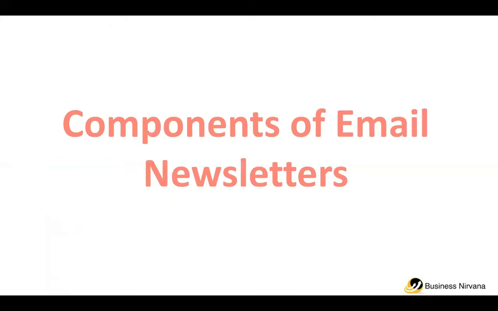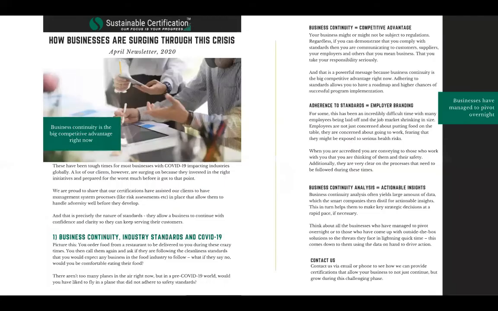Okay. All right, what are the components of email newsletters? Now this is one I did for one of my clients recently. The best practices in email newsletters will have more than one component. Typically they'll have 3 to 4. I like to use 3. So this, as you can see, is one component or one content piece. This client of mine is in the certification industry where business continuity is a big deal, especially during COVID-19.